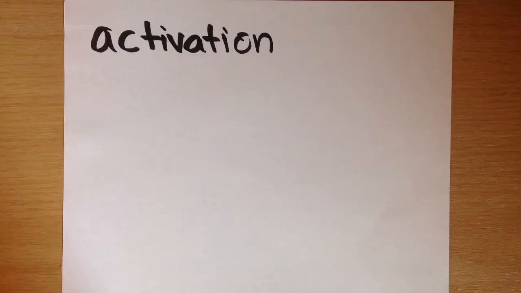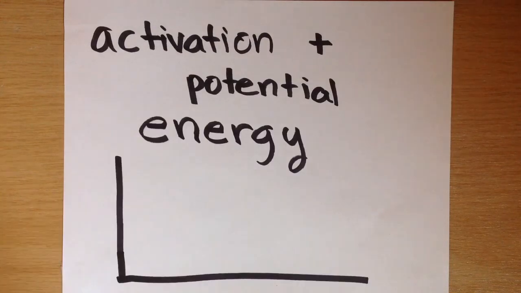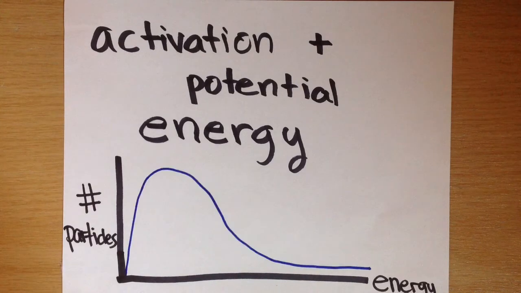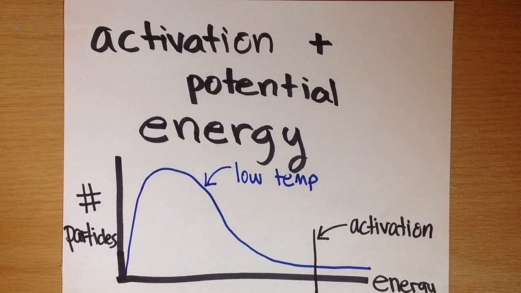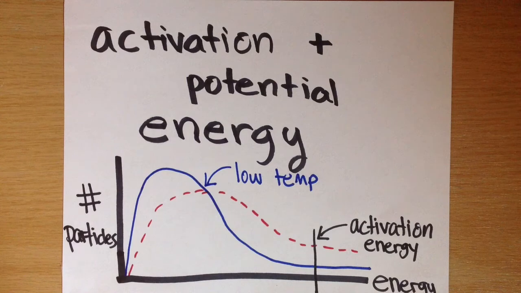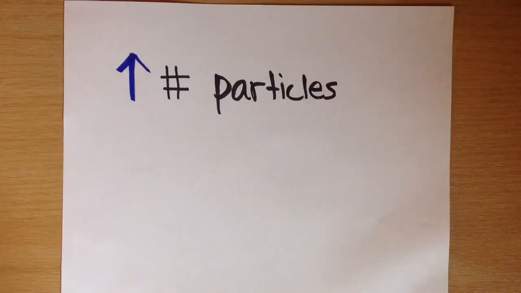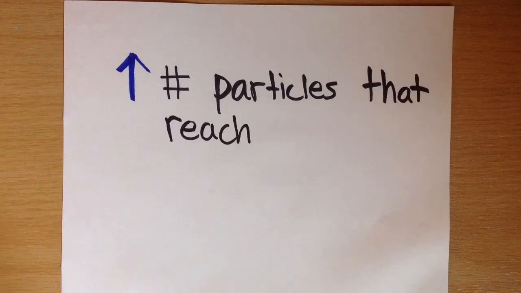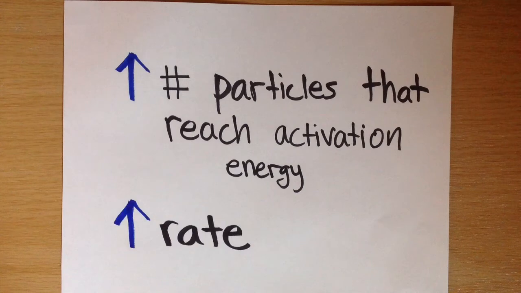Activation energy and potential energy are both also part of the chemistry of glowsticks. On this graph, the number of particles is on the y-axis, while energy is on the x-axis. The blue graph will show the activation energy at a low temperature, while the red graph will show the activation energy at a higher temperature. As you can see, the activation energy is nearly twice as much for the high temperature. This tells us of the direct correlation between an increase in the number of particles that reach the activation energy and an increase of the rate of reaction.